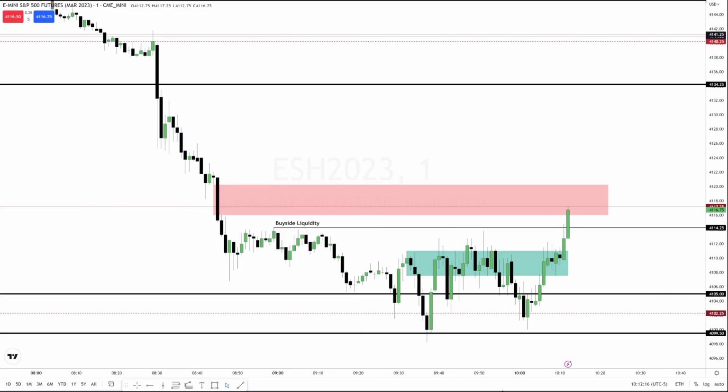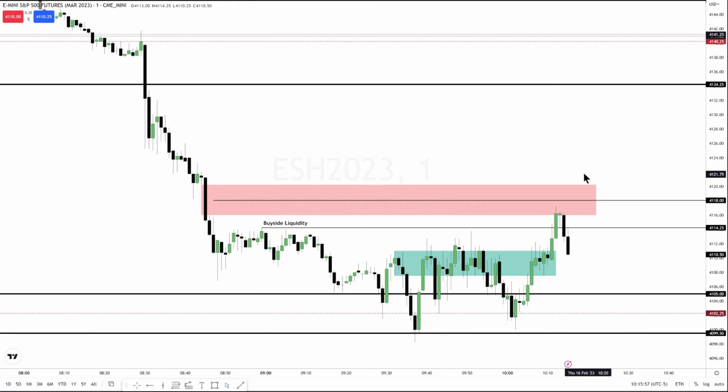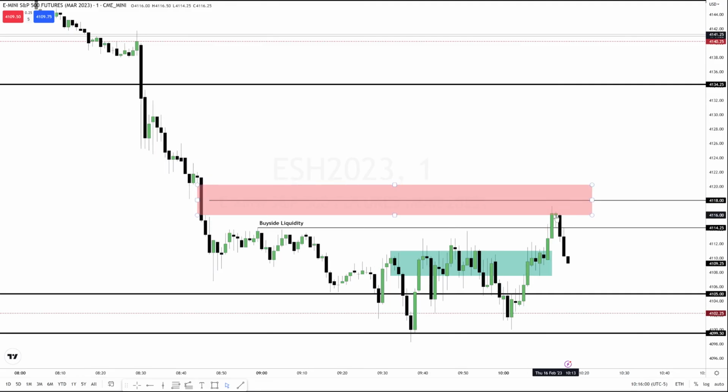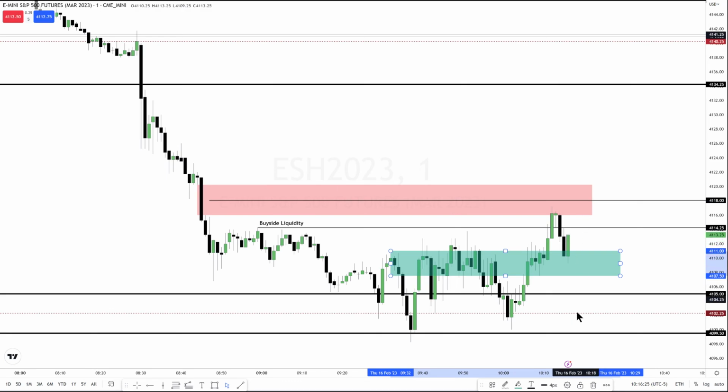Consequent encroachment, look for that, which is the midpoint in here. Look at the bodies respecting the low of the fair value gap. Now we're back down into this bullish breaker. If we lose it now, if we trade below it, because we have gone up into an area that had my interest this morning, this running up here into this area is much more meaningful. And if it were to break below this breaker and act as resistance, then we could explore lower lows.